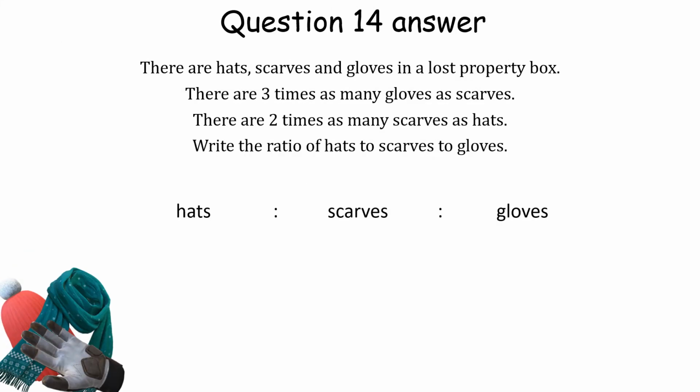Question 14. As we don't know what the total number of items is, we can use algebra to work out this question. Let hats be X. There are 2X scarves and 3 times 2X gloves. That gives us 6X gloves. This can now be written as the ratio 1 to 2 to 6.